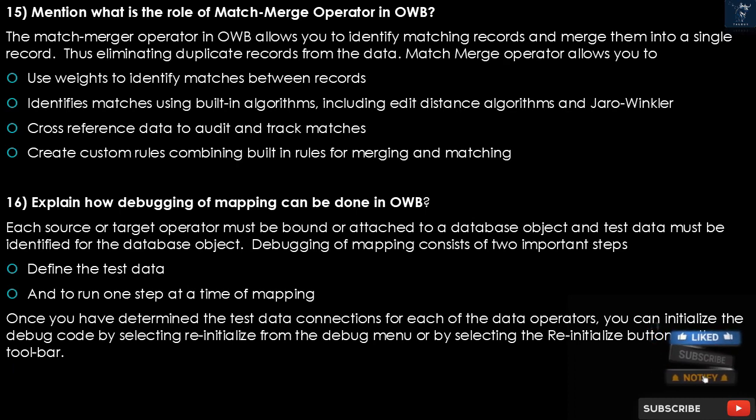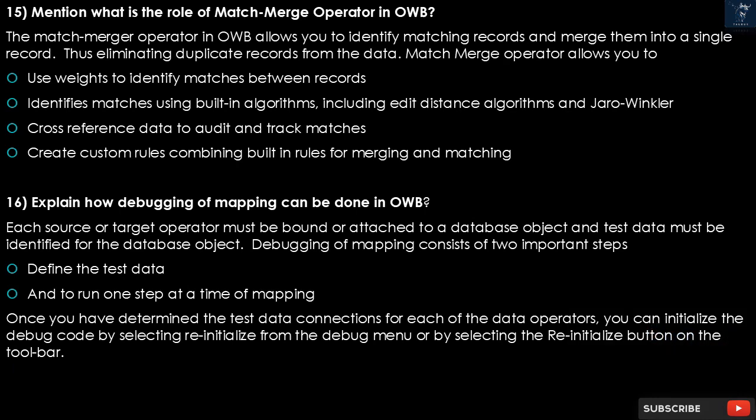16. Explain how debugging of mapping can be done in OWB. Each source or target operator must be bound or attached to a database object and test data must be identified for the database object. Debugging of mapping consists of two important steps: define the test data, and run one step at a time of mapping. Once you have determined the test data connections for each of the data operators, you can initialize the debug code by selecting Reinitialize from the debug menu or by selecting the Reinitialize button on the toolbar.